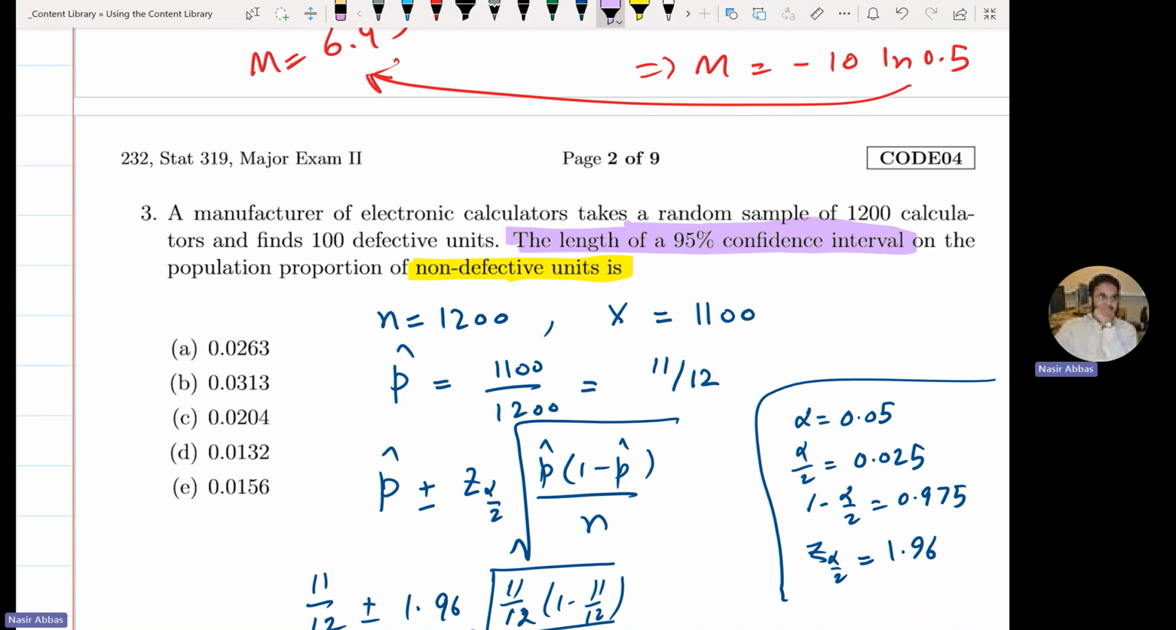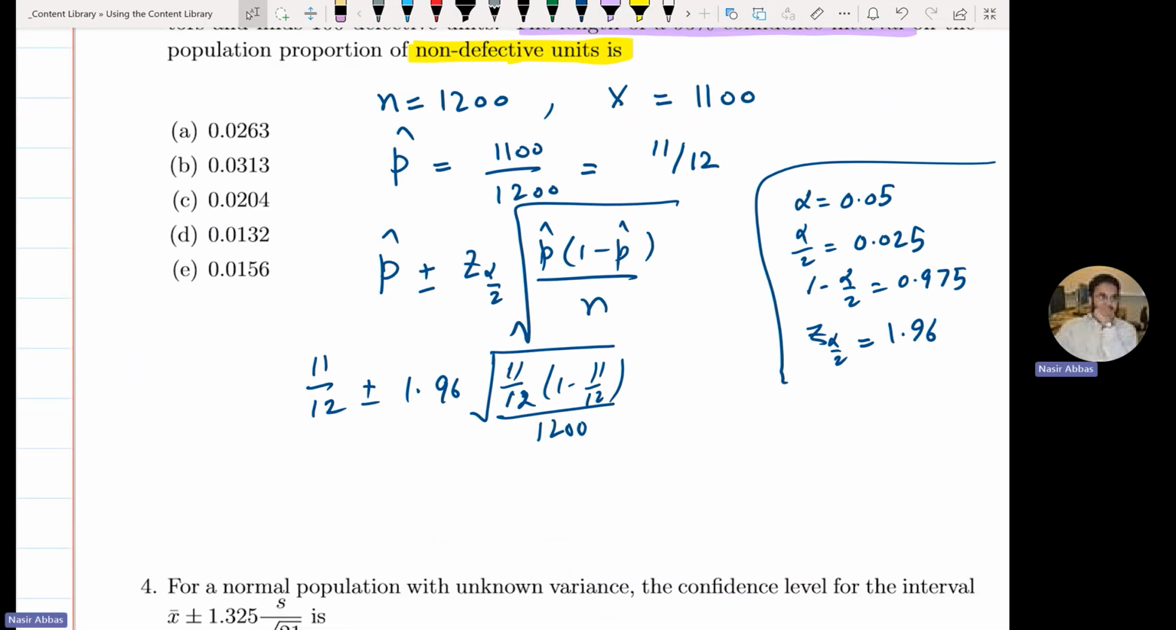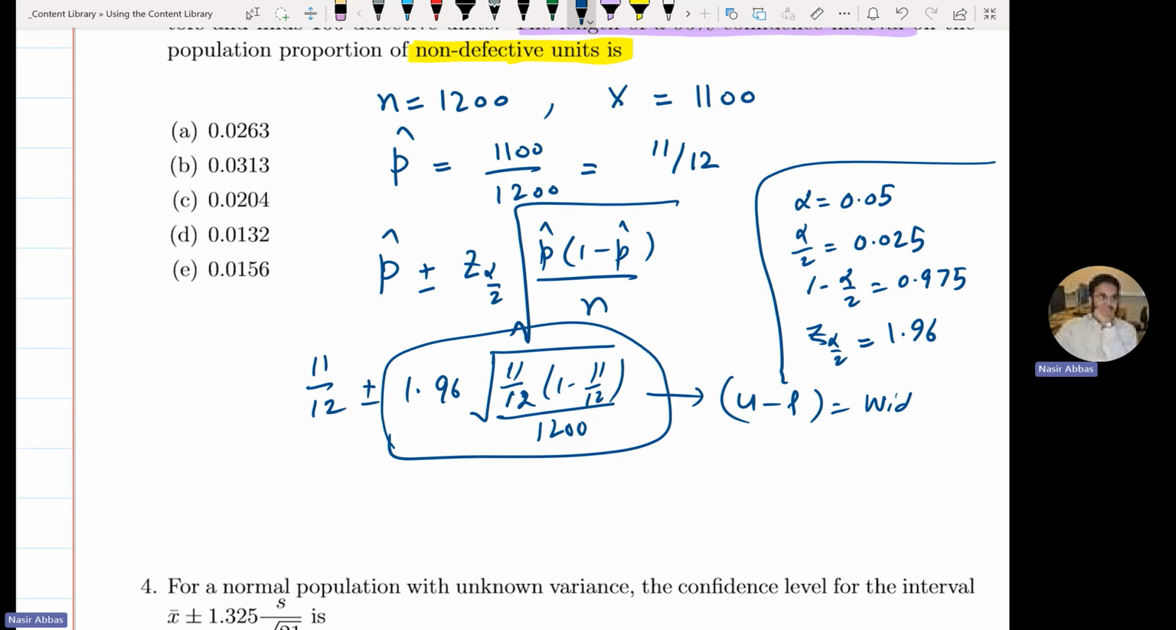The length. What will be the length? Either you find the two limits and then upper minus lower will be the length, or you just take twice of this thing. Both ways should be okay. You find this one, and then U minus L will be the width or length. Or you can simply find the length of interval.